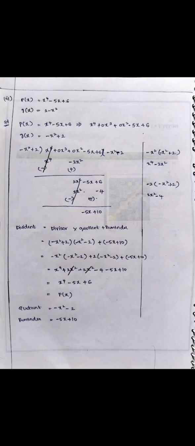Why are we stopping at minus 5x plus 10? Because the degree of the remainder is less than the degree of the divisor. So that's why we are stopping the process here, because if we continue, we can't divide minus 5x by the divisor. And if we check, dividend is equal to divisor into quotient plus remainder, then we got the answer for p of x. The quotient is minus x square minus 2, and the remainder is minus 5x plus 10.